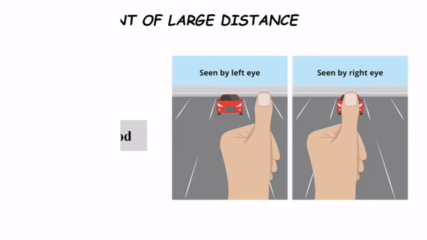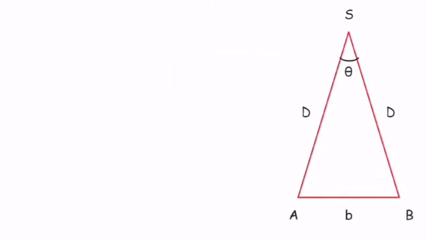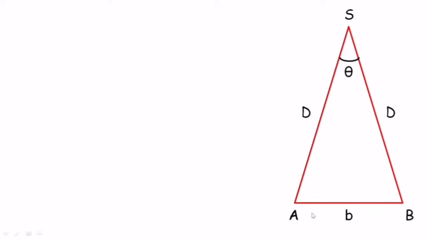How? For example, consider 2 points A and B here on the surface of Earth, let's say. And let's say that we want to measure the distance of a star, and that star is at point S. So what we need is two things. First one, angle theta, which is subtended by these two lines SA and SB here on the star S. And this angle is called parallax angle or parallactic angle.